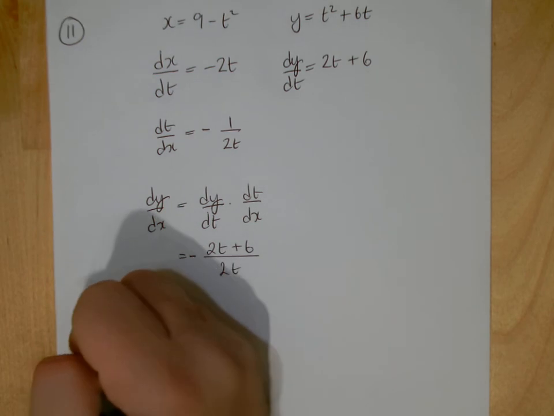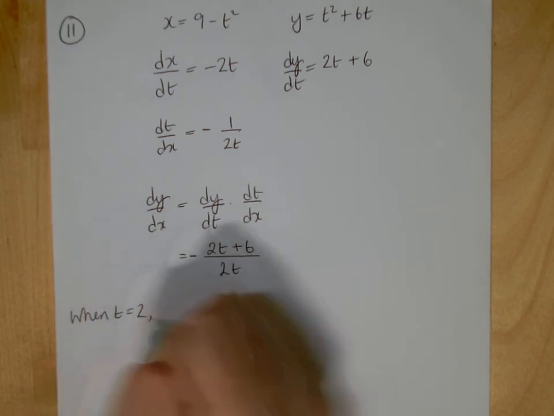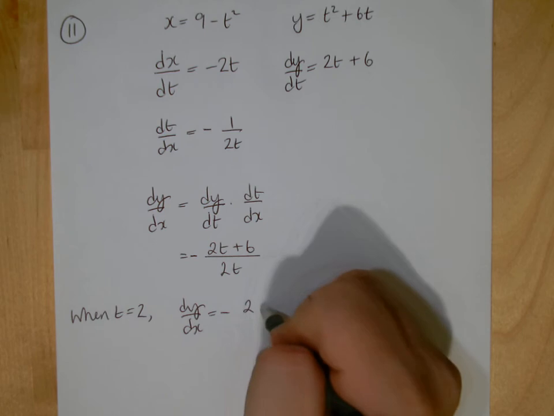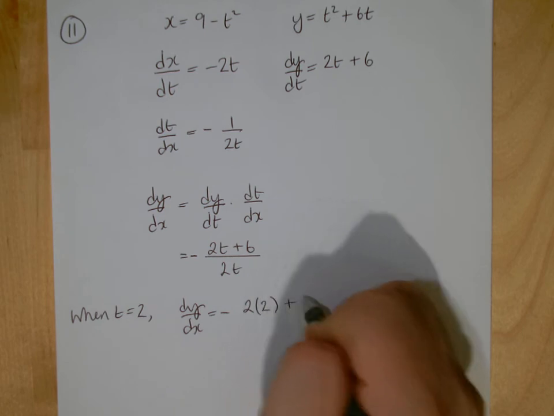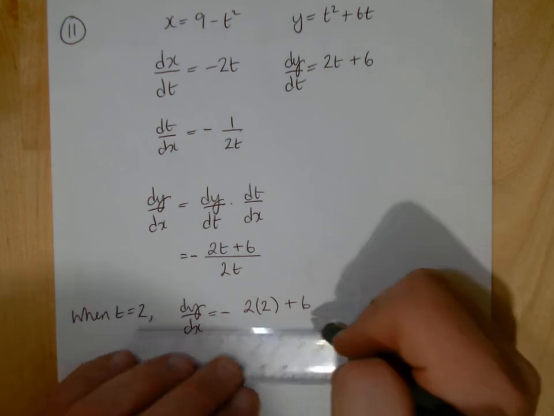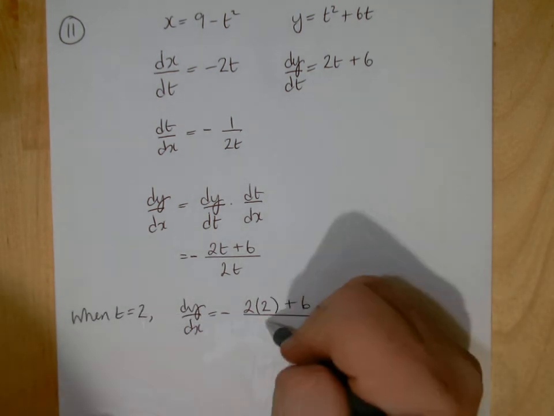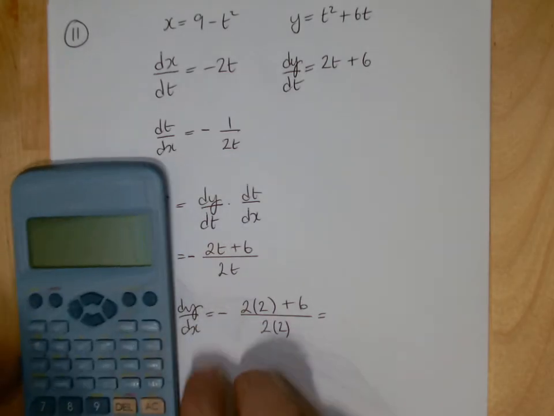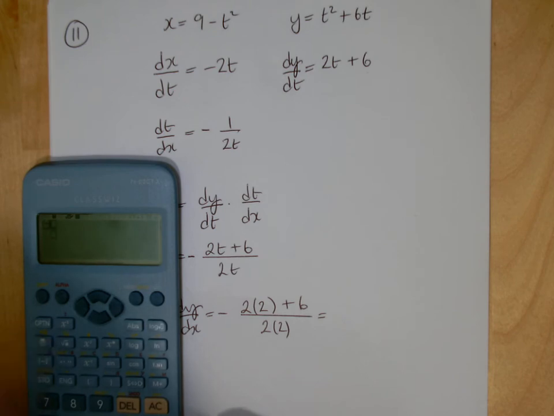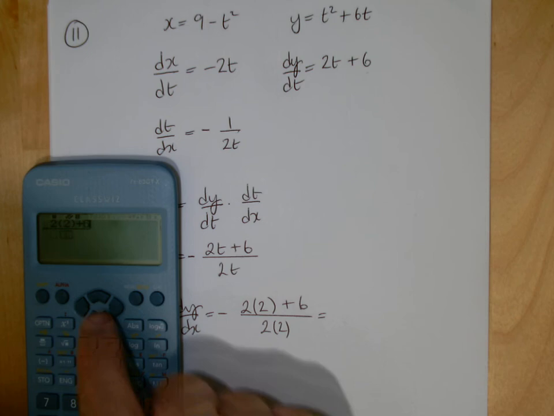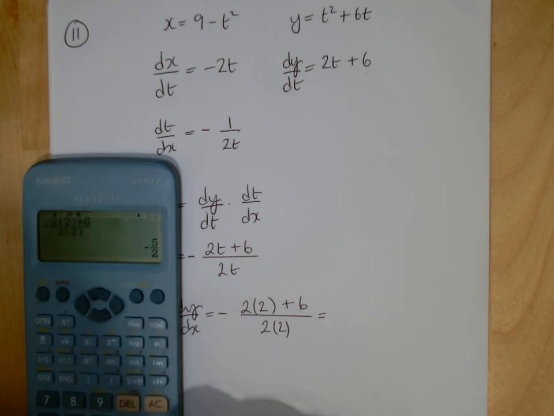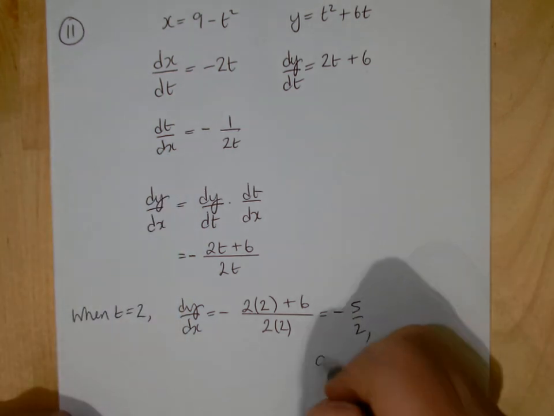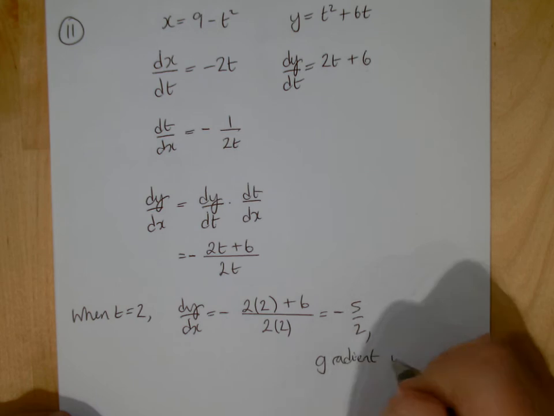So we simply say, look, when t is equal to 2, we sub the value of t equals 2 into the gradient function, and you can use a calculator. So we have minus the fraction, 2 times 2, which is 4, isn't it? And then on the bottom, 2 times 2 again. So we get minus 5 upon 2. So this is the gradient when t is equal to 2.